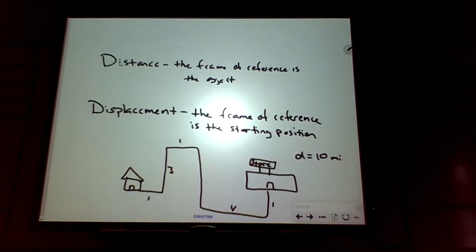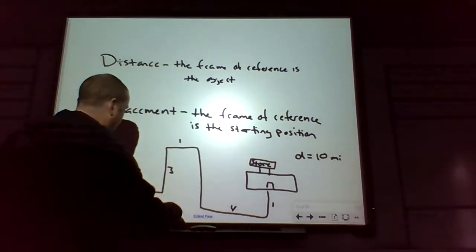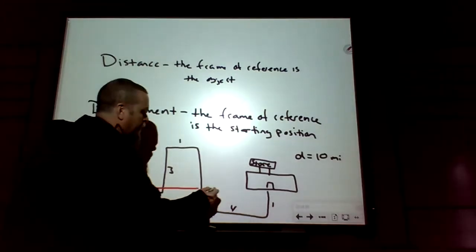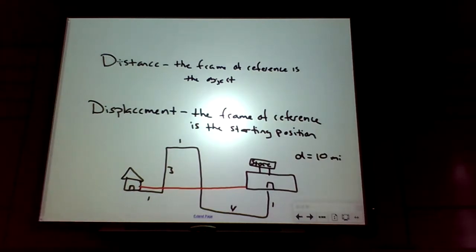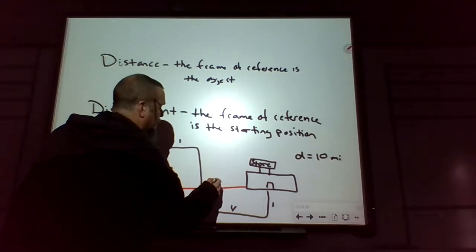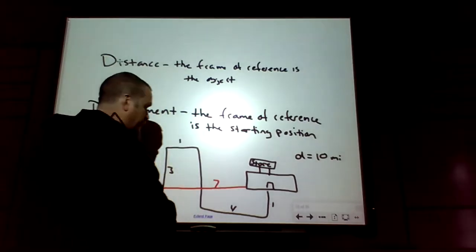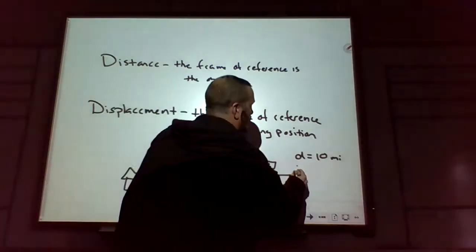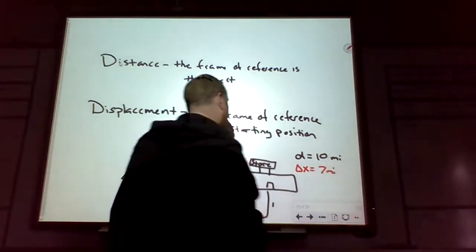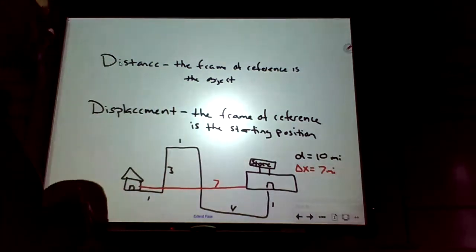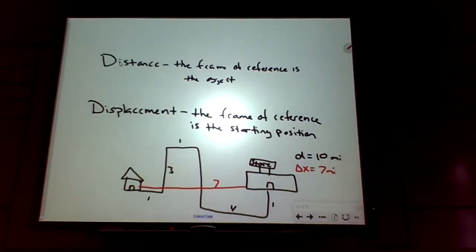Your displacement, however, would be a straight line distance from where you started to where you ended. And that is almost always shorter than the actual distance itself. We might find that this is only 7 miles. Displacement is abbreviated delta x, distance is abbreviated d. The distance we travel would be 10 miles, the displacement would be 7.